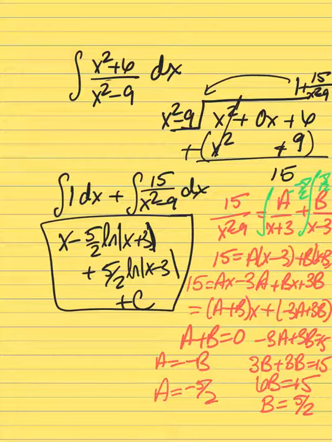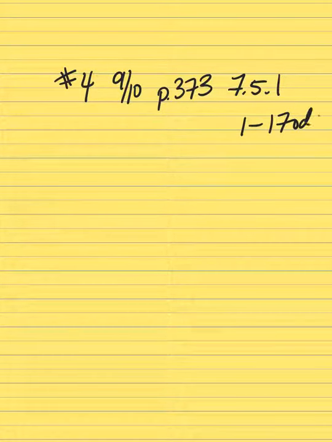All right? So your homework is, this is assignment number 4. Today's going to be the 10th. If you need to watch this video again tomorrow, because you have to, or go longer on it, go ahead. Page 373. This is 7.5.1, and you're just doing 1 through 17 odd.